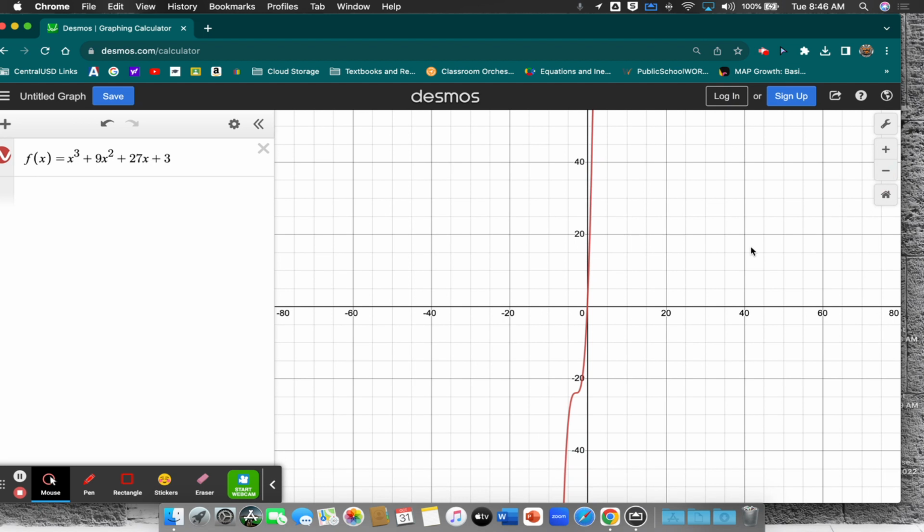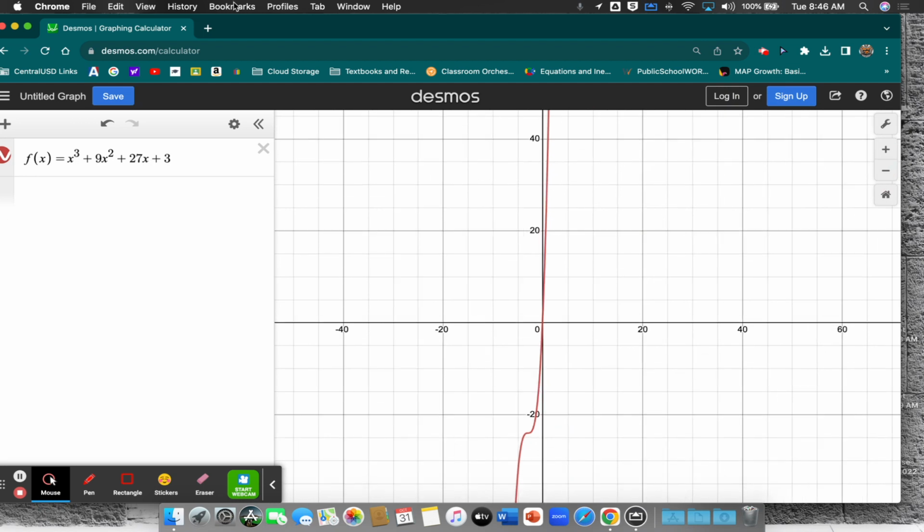Okay, because the low point is here, and then it's increasing. So without graphing, it tells us that much. It tells us all that we need to know.